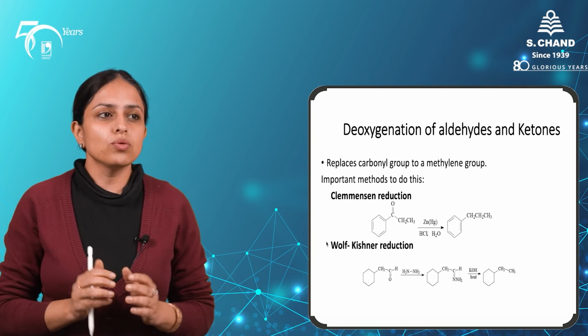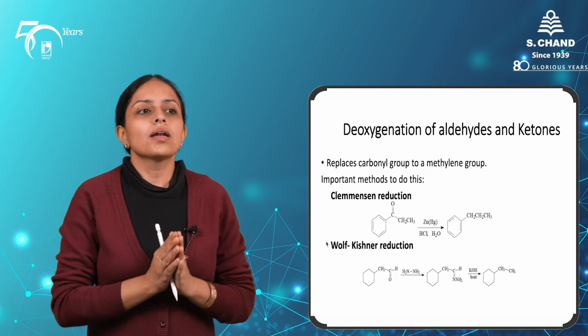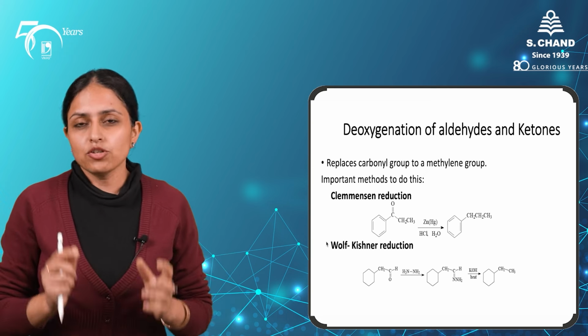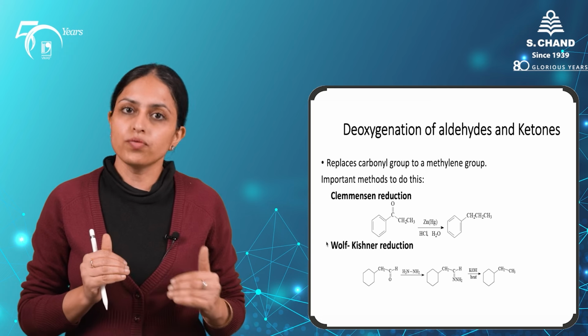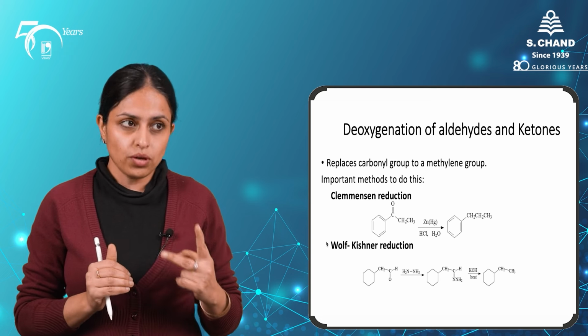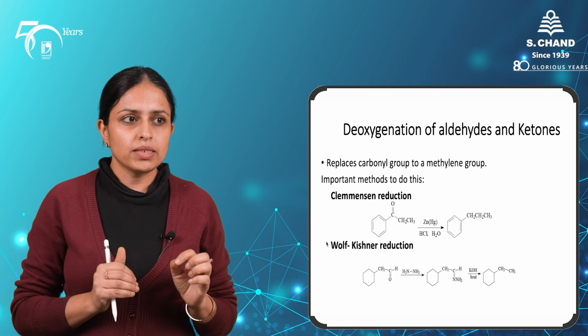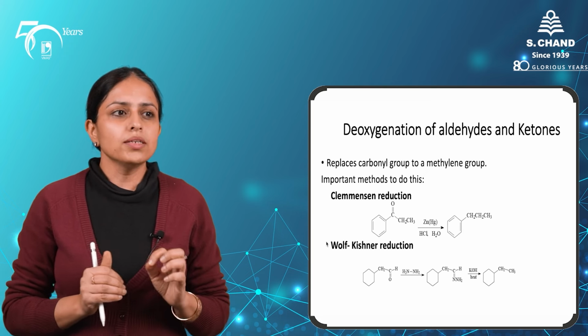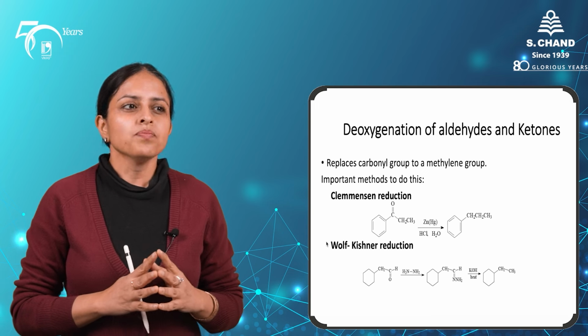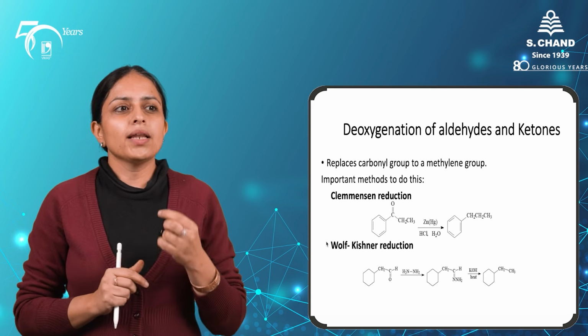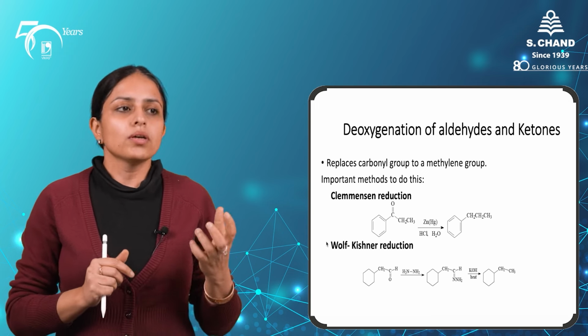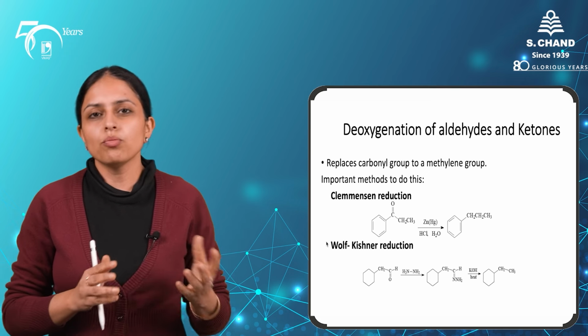The reactions we use in this case are known as Clemmensen reduction and the Wolff-Kishner reduction. These are the two basic reactions. In the Clemmensen reduction, we use zinc amalgam in the presence of HCl followed by hydrolysis to give you the corresponding alkyl substituted compound if you have the phenyl group in the ring.